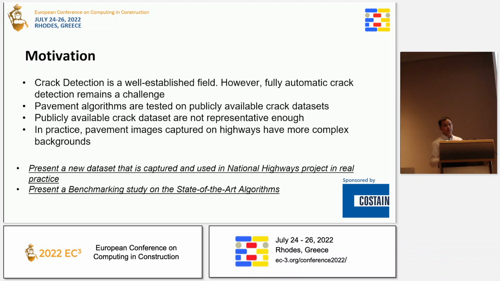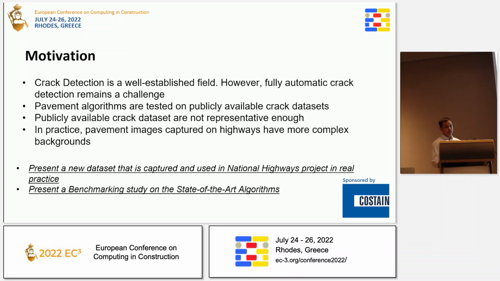In practice, pavement images captured on highways have more complex backgrounds. Therefore, those algorithms that perform well on those publicly available data sets may not perform equally well on the pavement we capture on real highways. So this is our argument.